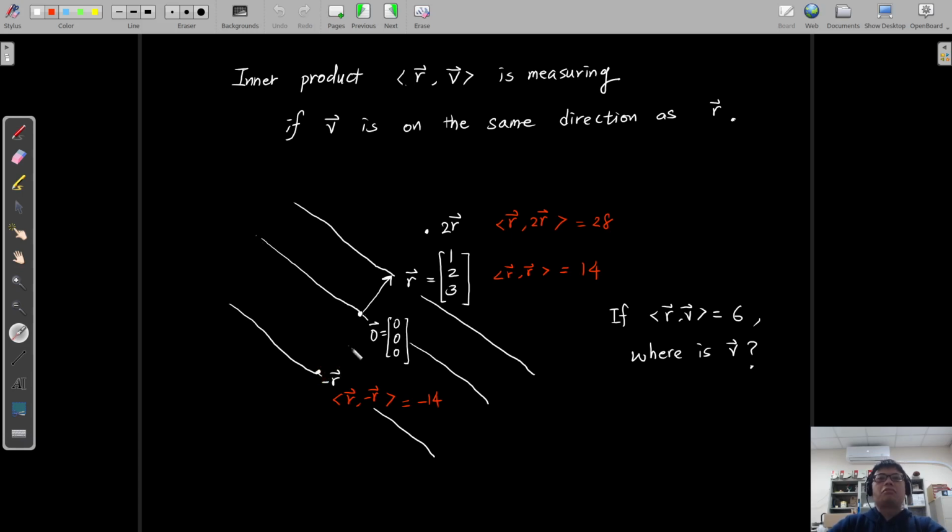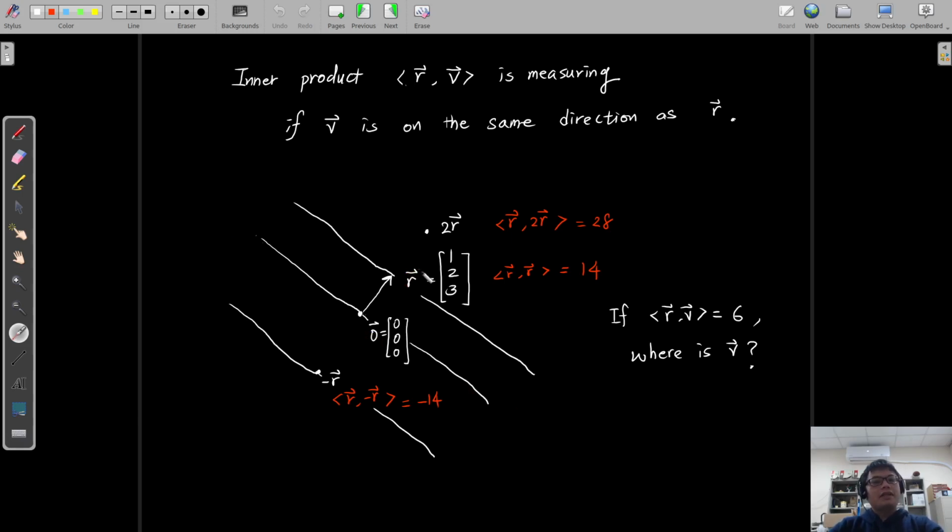And it turns out that the further along this direction, the higher the value of the inner product. The further the vector is in the opposite direction, the lower the value of the inner product. In fact, it is a negative value. So there is a line in between where the inner product of the two vectors is exactly equal to 0. And we say the vectors on this line are orthogonal to this r vector.